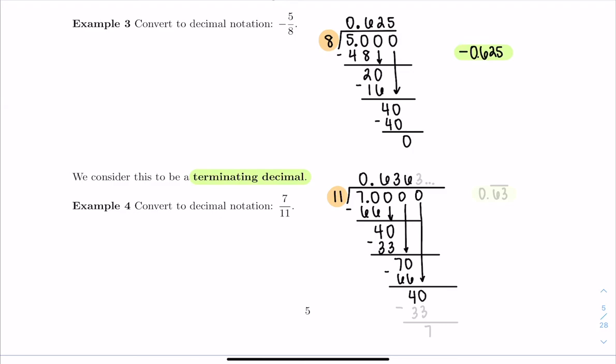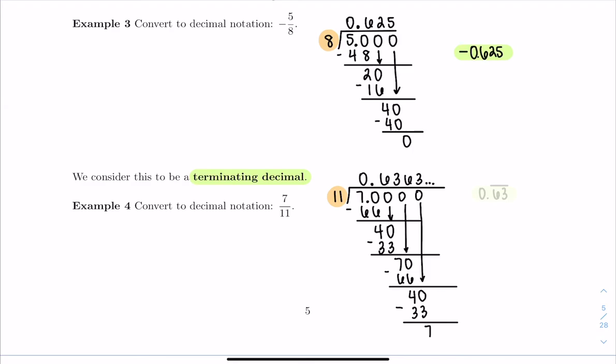And so are you seeing a pattern here? 11 goes into 40 3 times. We get 33. And then we end up with a 7. So we're just repeating this process over and over again. We either end up with a 4 or we end up with a 7 as our remainders. And so we're just going to keep getting 0.636363. So this is a repeating decimal that has a very clear pattern.